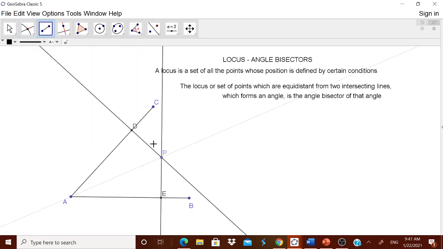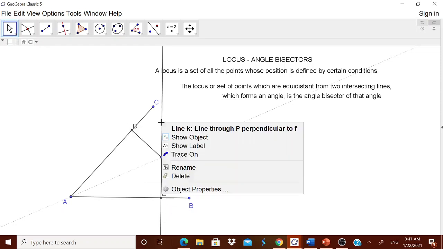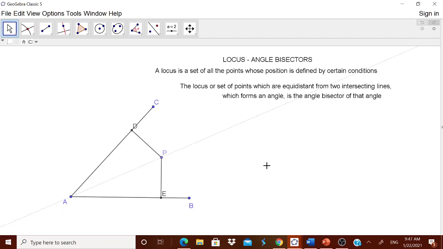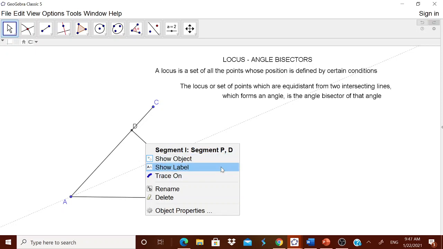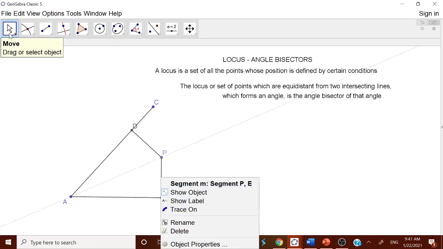Okay, now go for the segments. Now go for the segment PD, go for the segment PE. Is it okay? Now these perpendicular lines which we have drawn, there is no need for it now, therefore you can show the object, that is you are hiding it. Okay, now let us go for this, what is its length? Right click it, it is segment L, and this is segment M, therefore L and M, you keep it in your mind.